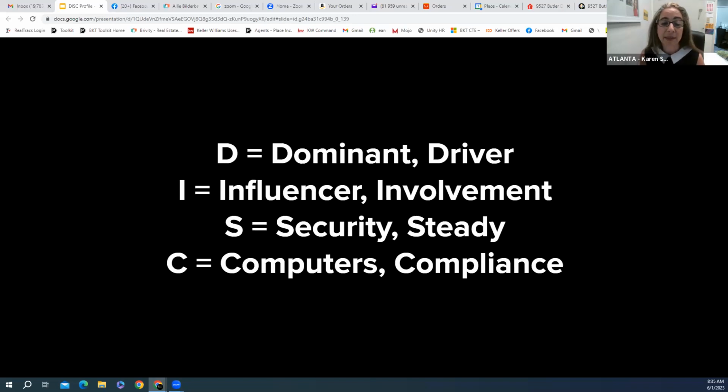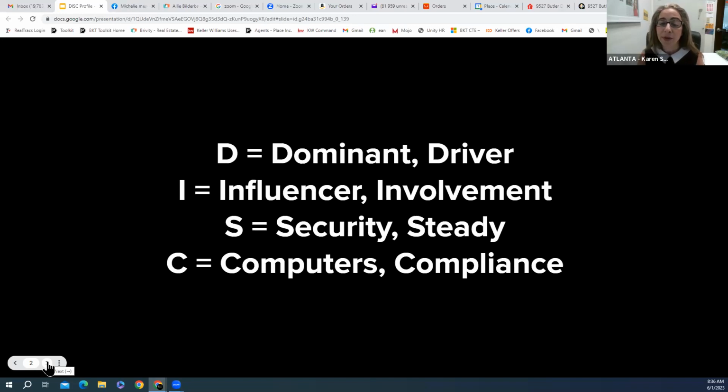And we're going to send this presentation out, but you're more than welcome to start taking notes. The idea is that most people have one dominant category in which they fall, right? They either present as high dominant, they're very driven. They present as an influencer, or we call it involvement, someone who's very connected. They lead with security and steadiness, or they lead with an analytical mind, computers and compliance. And I'm going to go through all of these for you.